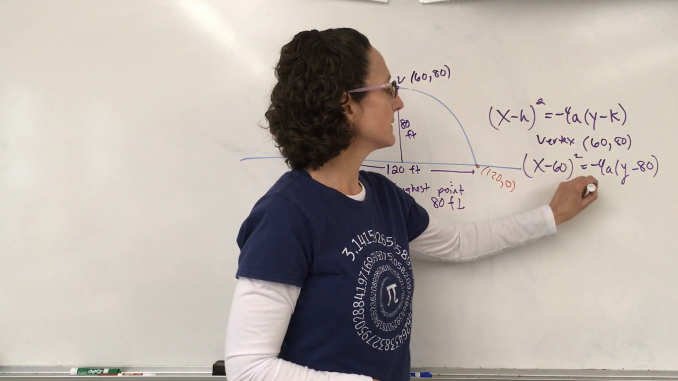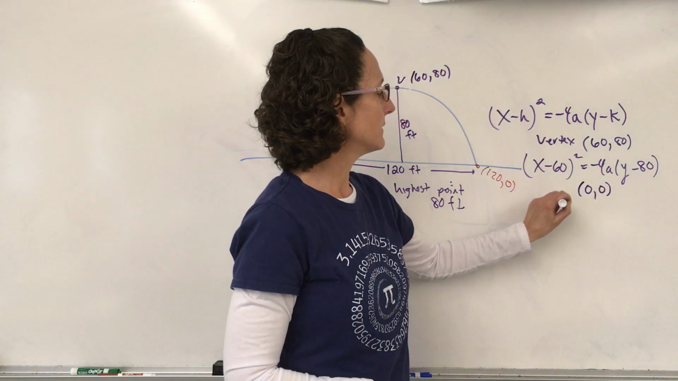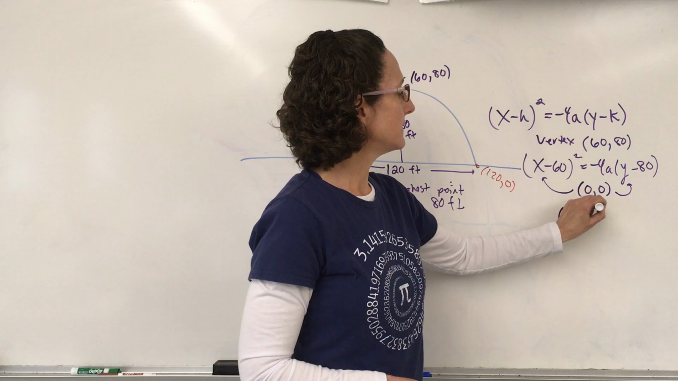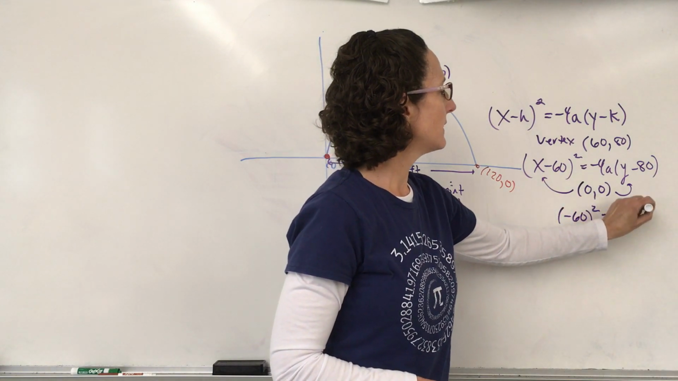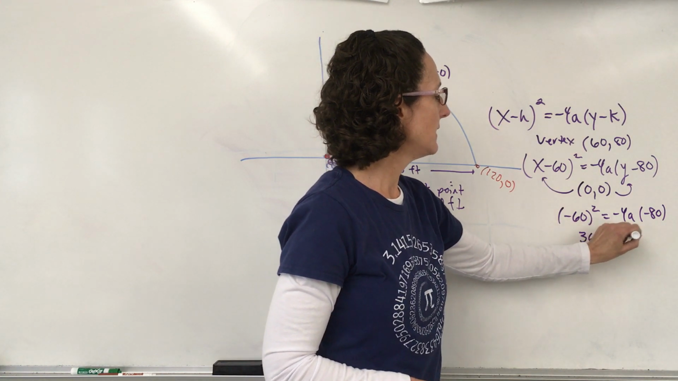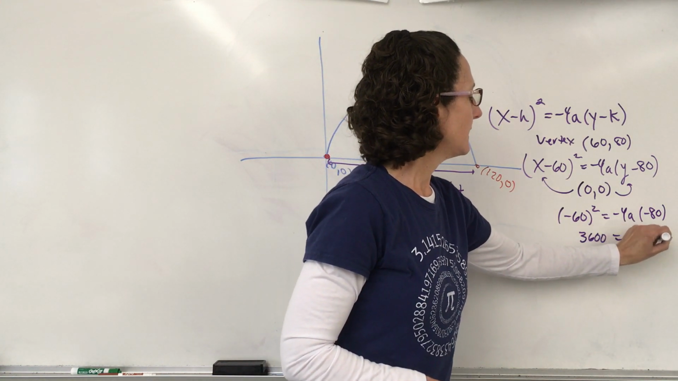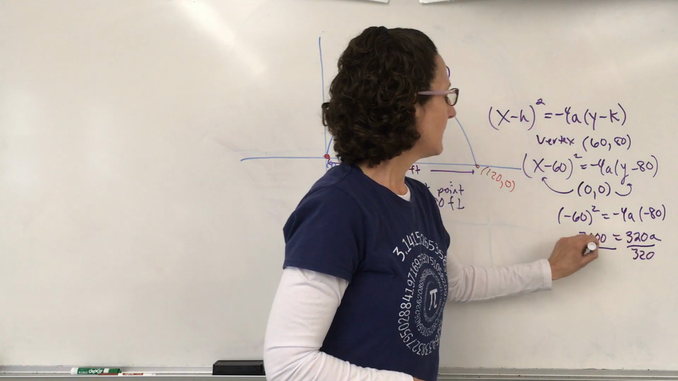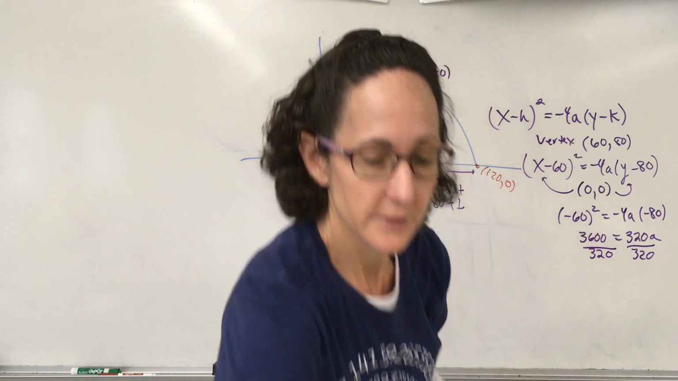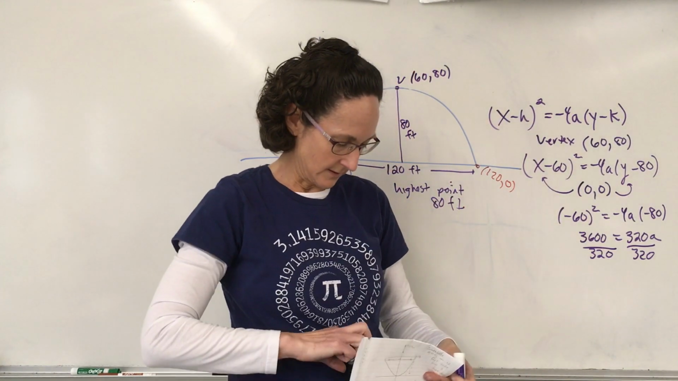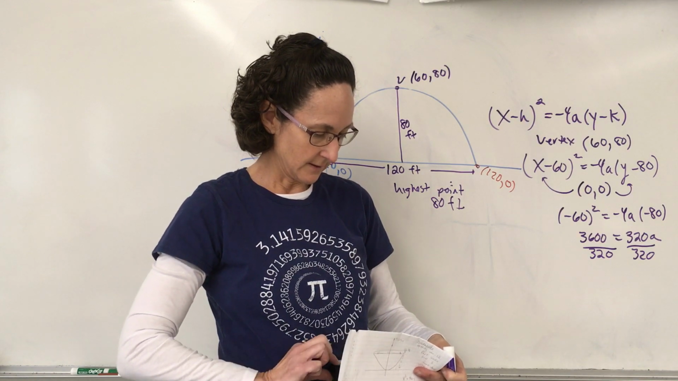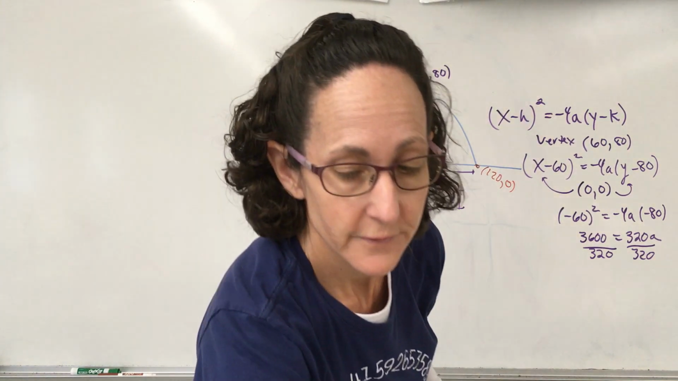So now I'm going to plug in the point (0, 0). So 0 there and 0 there leaves you with (-60)² = -4a(-80). This is 3,600. This is 320a. Divide. Okay. And you can type that into your calculator. Let me just make sure I have that right. So you do 3,600 divided by 320, and you get 11.25.